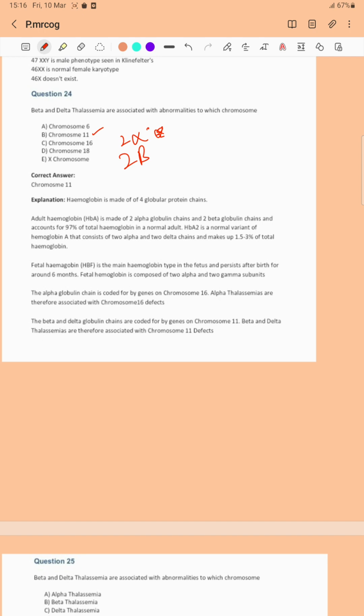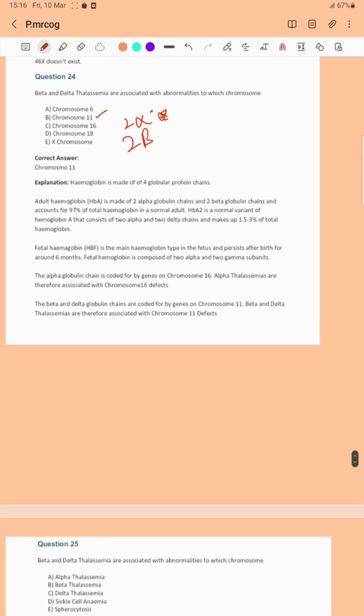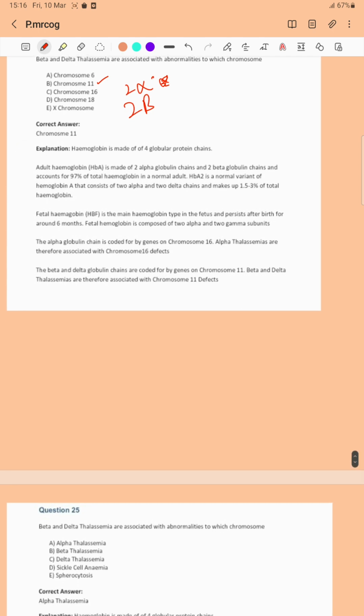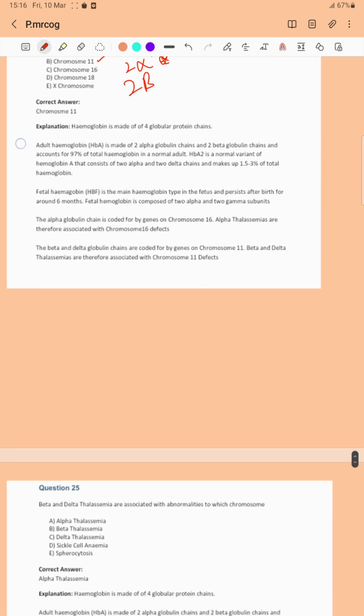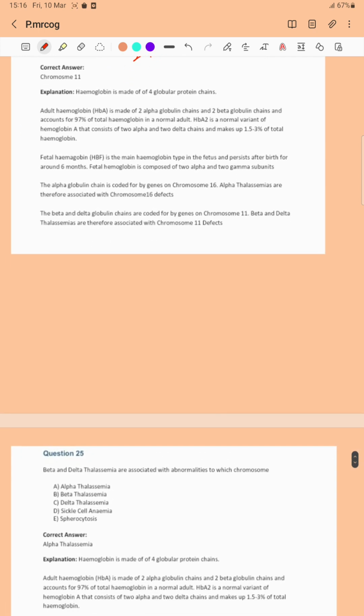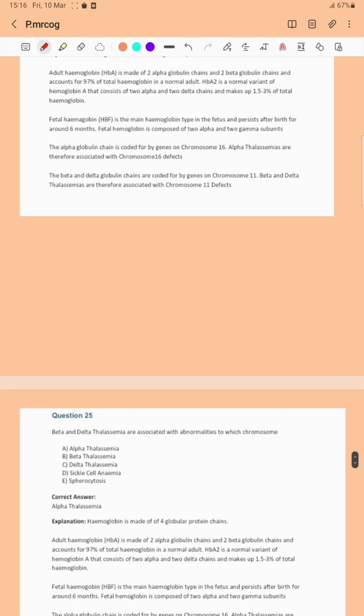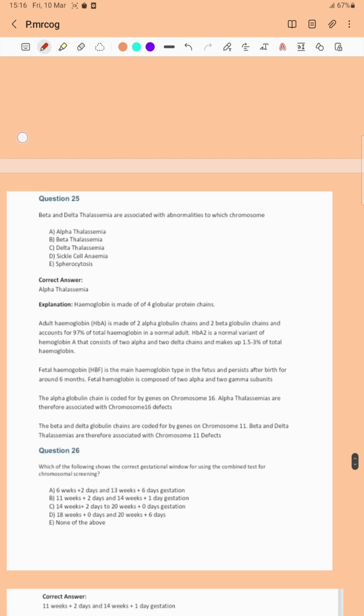HbA2 is a normal variant of hemoglobin, and this consists of 2 alpha and 2 delta chains and makes up 1.5 to 3% of the total hemoglobin. Fetal hemoglobin is the main hemoglobin type in the fetus and persists after birth for around 6 months, and it is composed of 2 alpha and 2 gamma subunits. The alpha globin chain is coded by genes on chromosome number 16, and alpha thalassemia is therefore associated with a chromosome 16 defect. The beta and delta globin chains are coded by genes on chromosome number 11, and beta and delta thalassemia are therefore associated with chromosome number 11 defects.